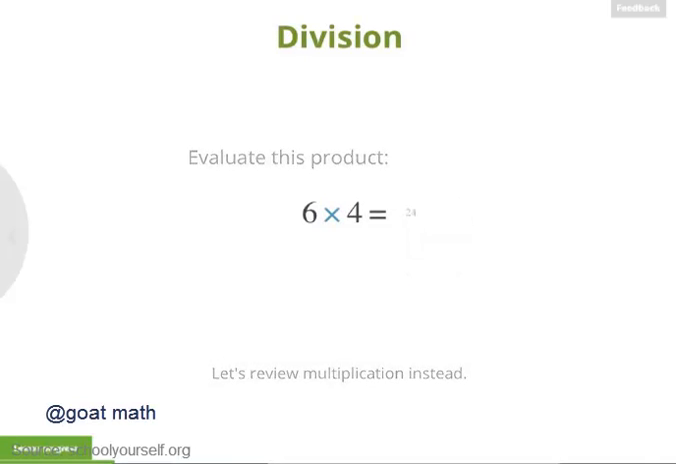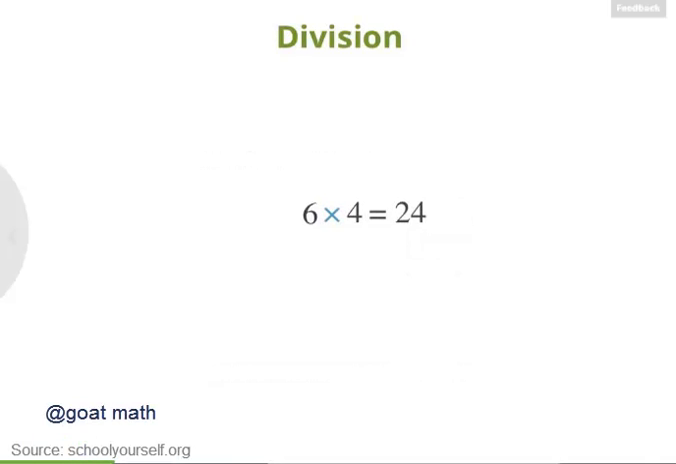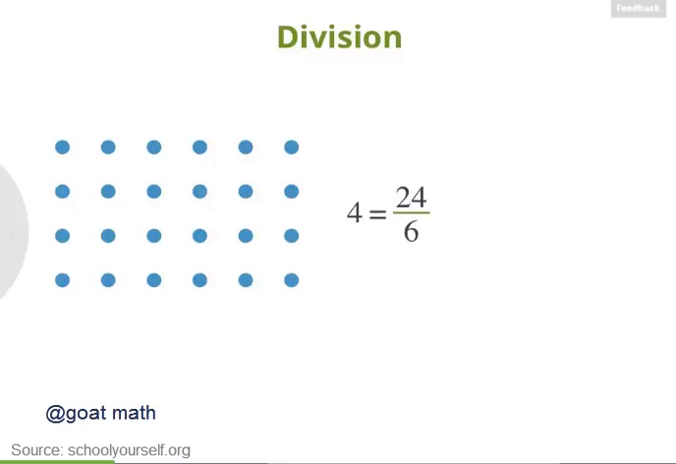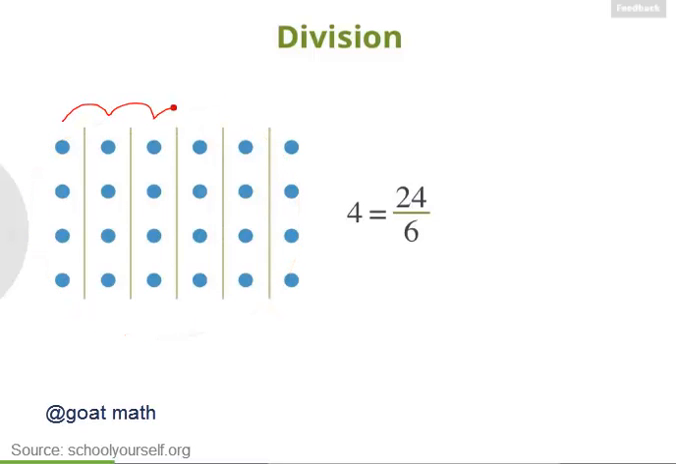Right, 6 times 4 equals 24. And here's another way to write this. You can read this aloud as 24 divided by 6 equals 4. So what this equation is saying is that if you take 24, like these 24 dots here, and divide it into 6 equal groups, then there are 4 dots in each group. So 4 times 6 equals 24, and 24 divided by 6 equals 4.